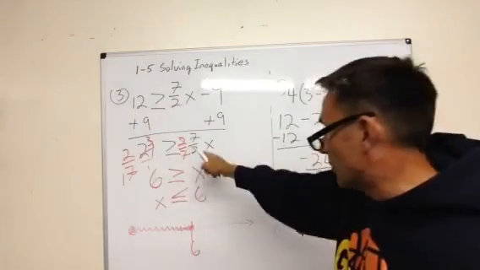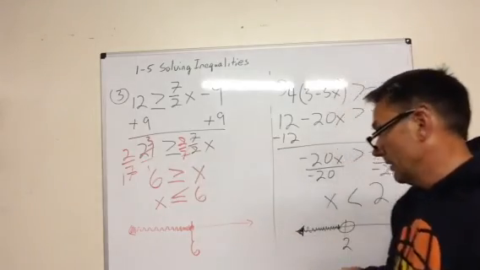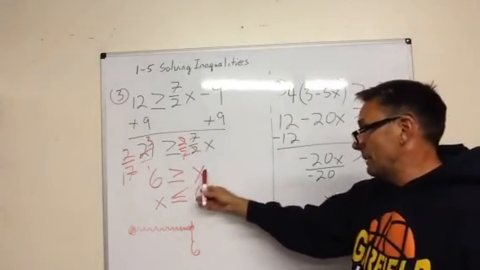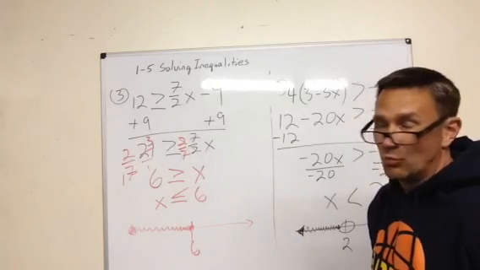Now I'll talk more about this in class. But the reason why you have to flip-flop it is because the variable is on the wrong side.